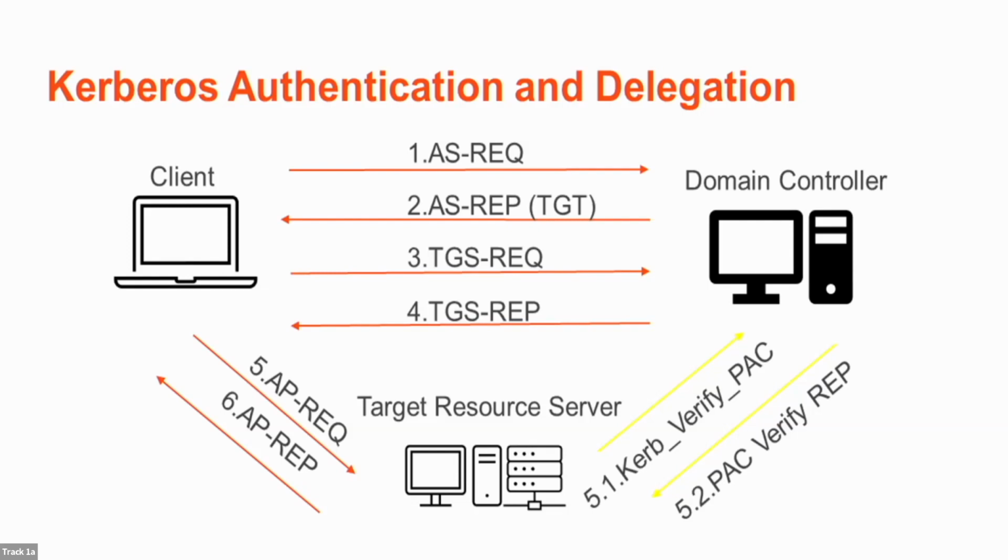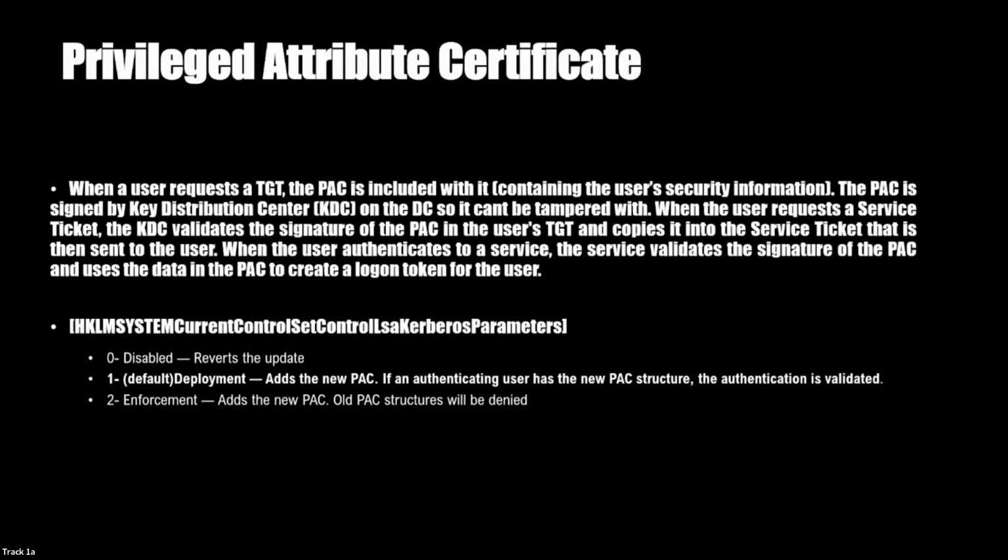If you notice in the yellow here, we've got step 5.1 and 5.2. So this is a PAC verification request as well as a PAC verification response. It doesn't always happen, and that's why it's yellow. It's a very interesting thing, but it is important to note, especially if you're working in dev environments, test environments, or other environments where you may have servers that are not currently patched. So let's dig into that.